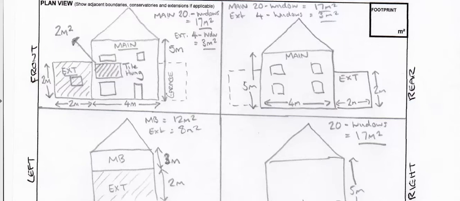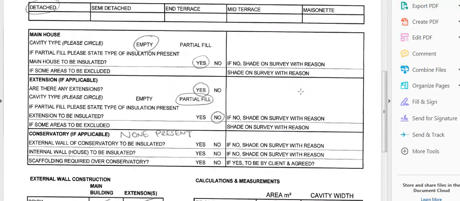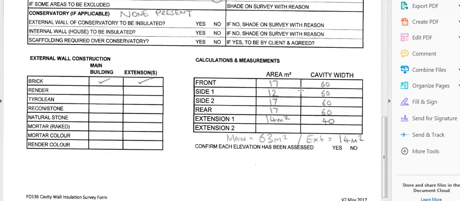So once you've got all of those dimensions, you will then be able to, on your technical survey form, deducting the areas for windows, start to build a picture of what is the total heat loss wall of the front, left, right and rear side, and the area of the actual extension minus the windows. So we've got a main building that has a total heat loss wall area of 63 metres squared, and we've got an extension which has an area of 14 metres squared.